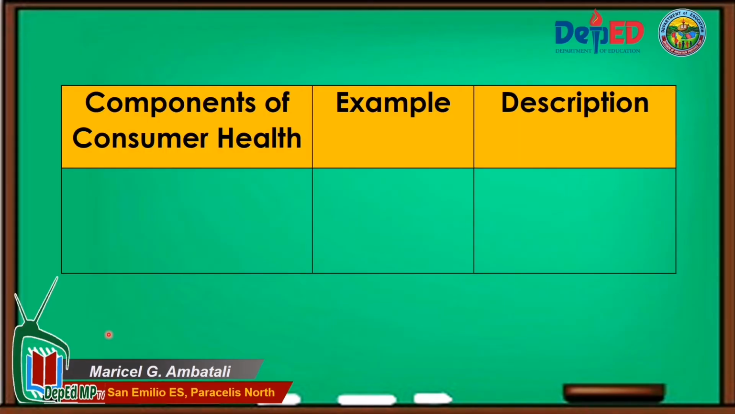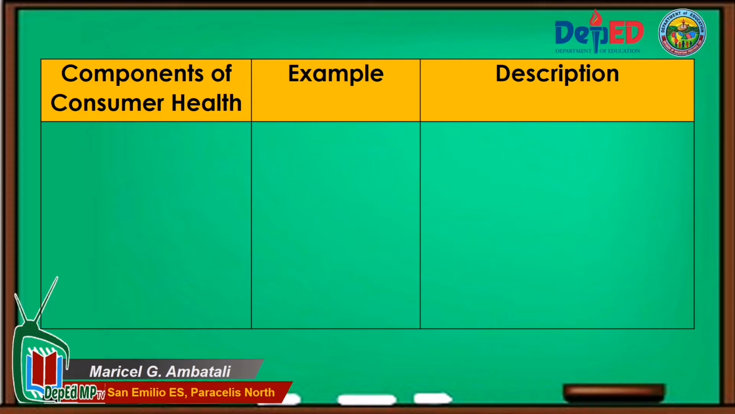As we can see in the table, we have here in the first column the components of consumer health. In the second column, we have the example. And the last column, we have the description.